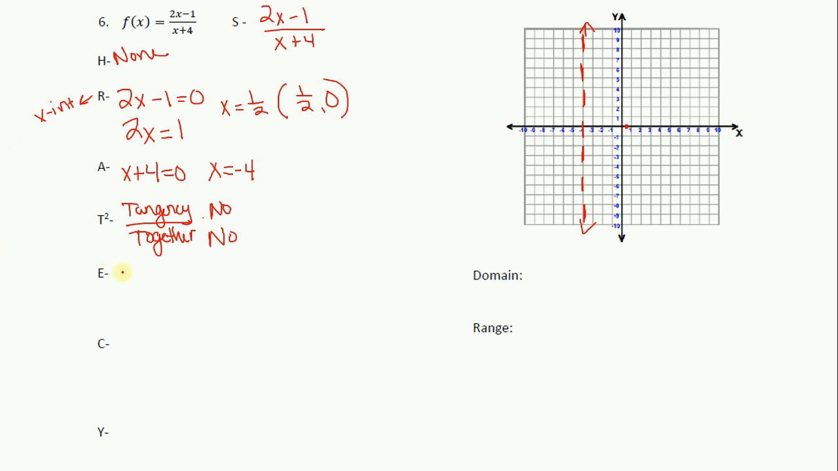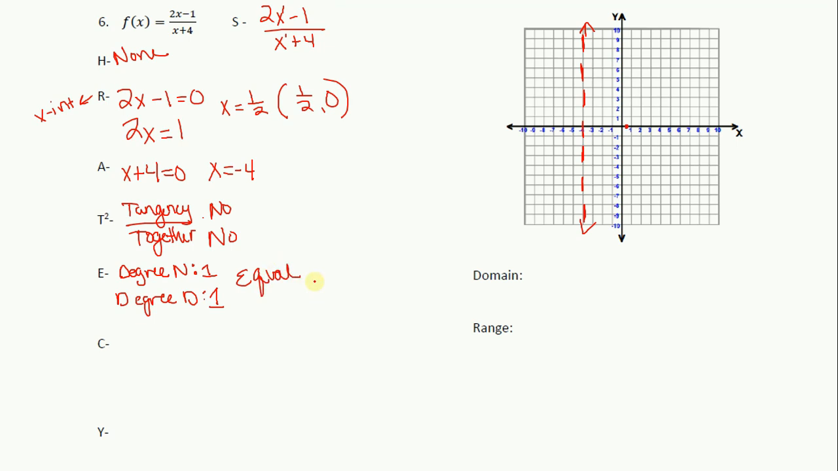End behaviors, we have to look at our paper. We have to look at the degrees of the numerator. So I'm going to make a little note. The degree of the numerator is a 1, right? Because it's x to the first. And the degree of the denominator is an x to the first. So then I have that the degree of the denominator and the degree of the numerator are equal. So I got equal here.